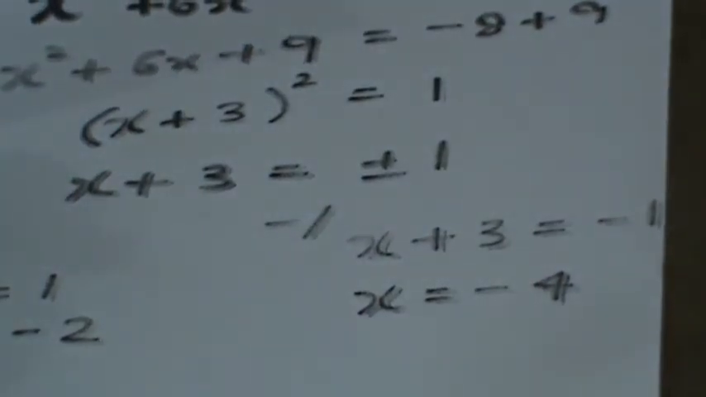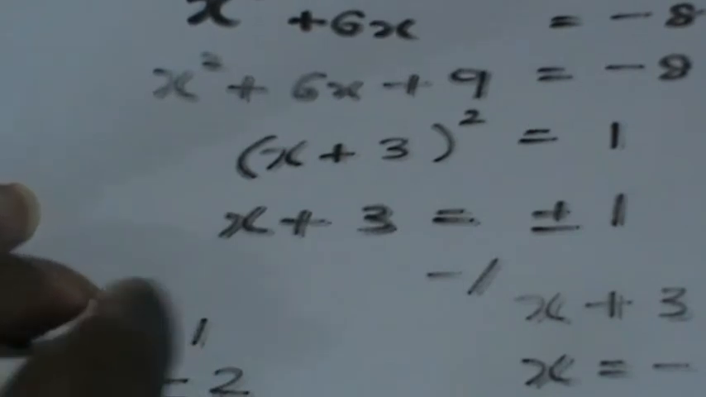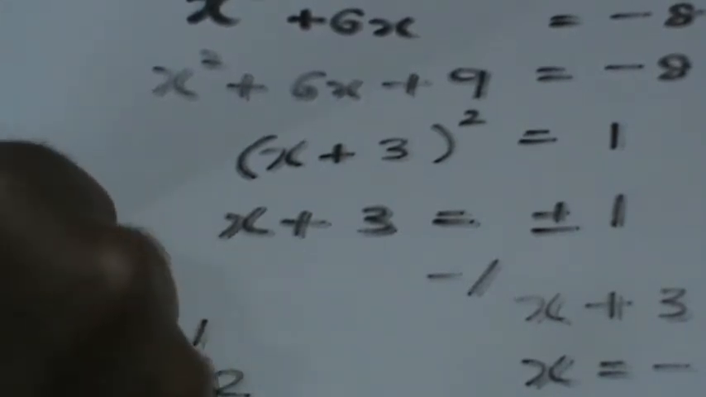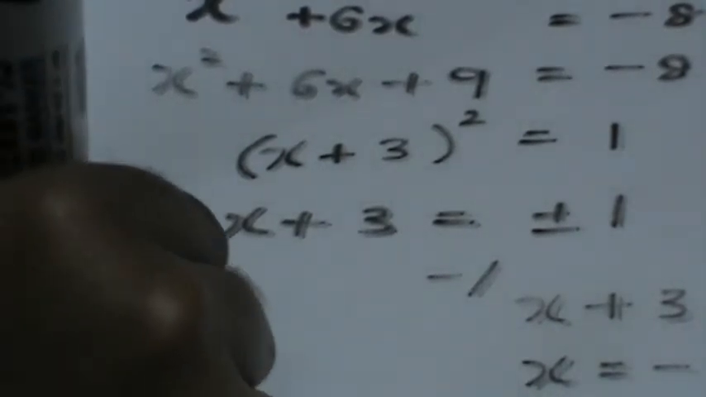So when x is equal to minus 2 and x is equal to minus 4, in other words, x squared plus 6x plus 8 is 0. When x is equal to minus 2, x plus 2 is 0. And when x is equal to minus 4, x plus 4 is 0. In other words, x plus 2 and x plus 4 are the factors of x squared plus 6x plus 8.